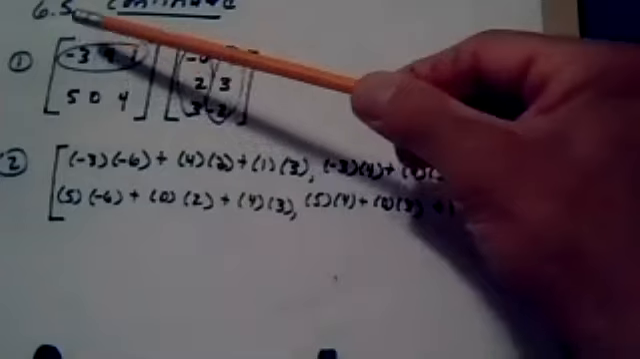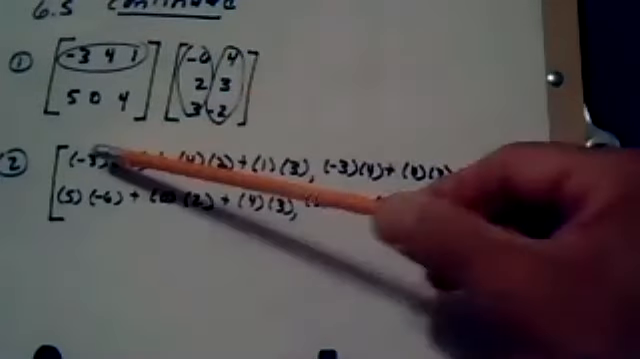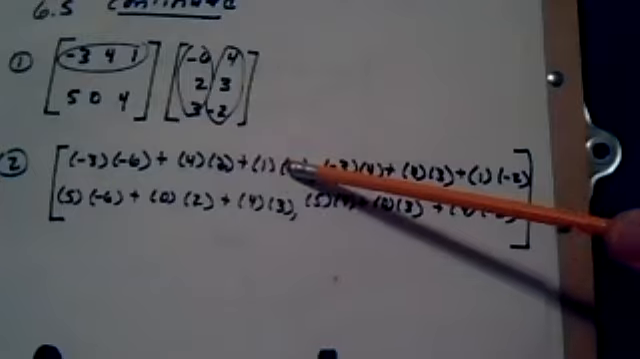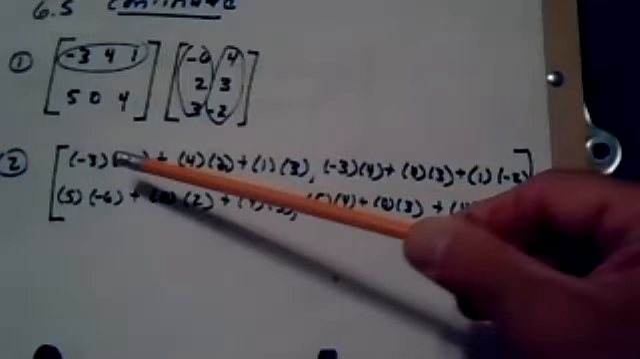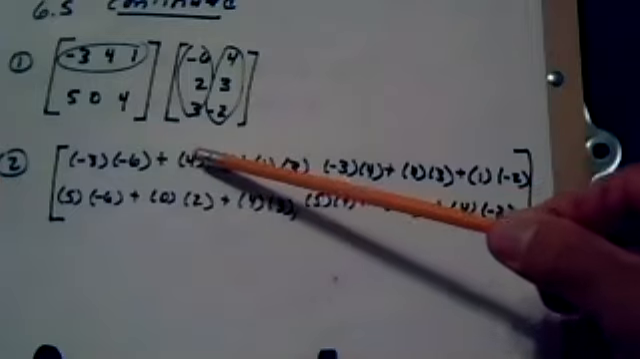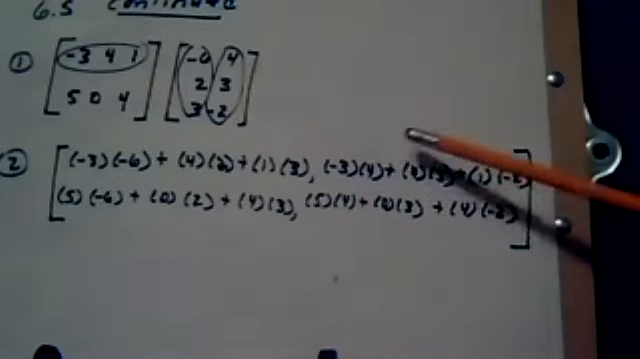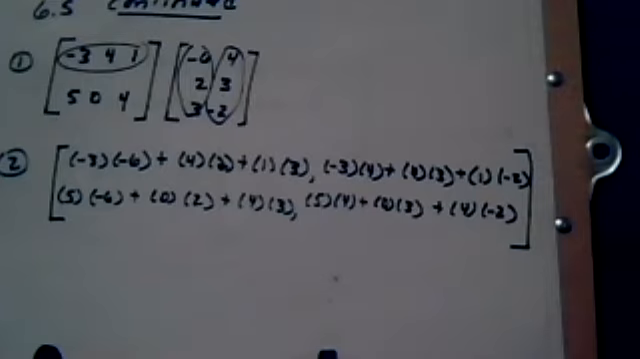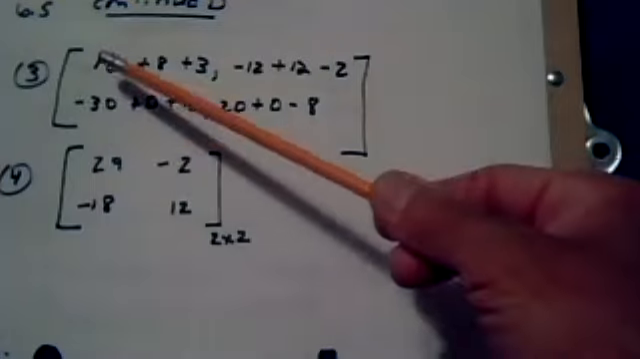It's going to be the first row times the second column. So this one is the first row times the first column. Notice you multiply, add, multiply, add, multiply, add, multiply, add, multiply, add. You simplify those multiplications, and now you just need to do the addition.